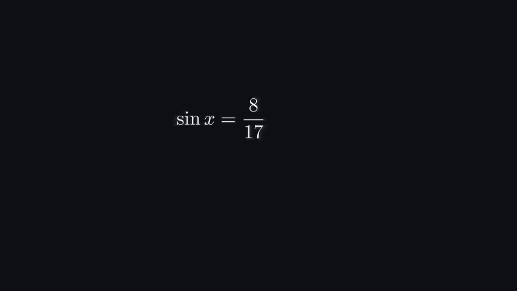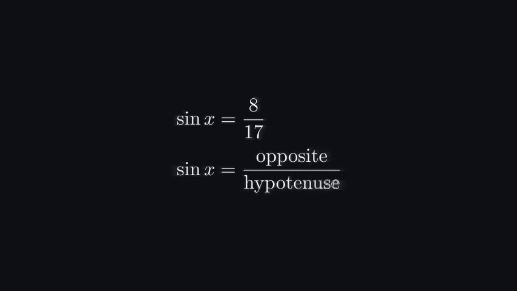Sin of x equals 8 over 17. Sin of x equals opposite over hypotenuse. Opposite equals 8. Hypotenuse equals 17.